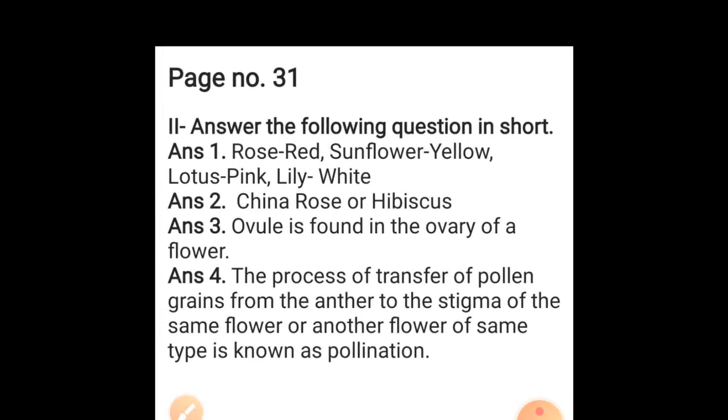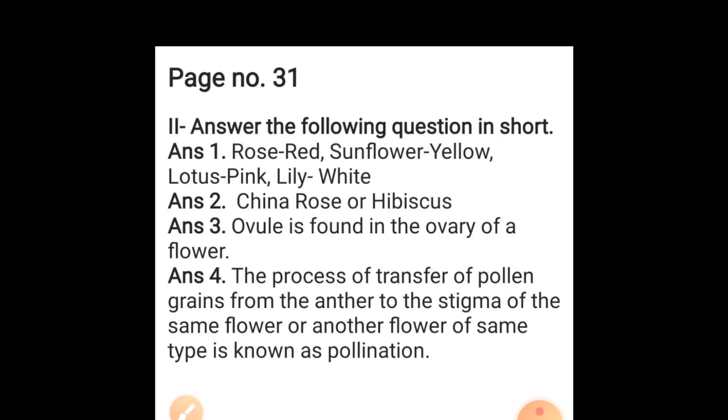Your first question is, answer the following questions in short. Your first question, name any 4 flowering plants. Also mention the color of the flower in these plants. Here I have written rose, red; sunflower, yellow; lotus, pink; lily, white. Second question, name a flower that has all the 4 whorls. So China rose, or it is also called hibiscus.